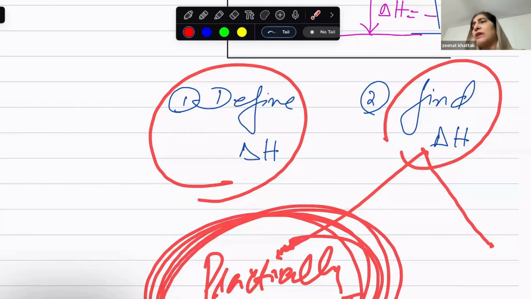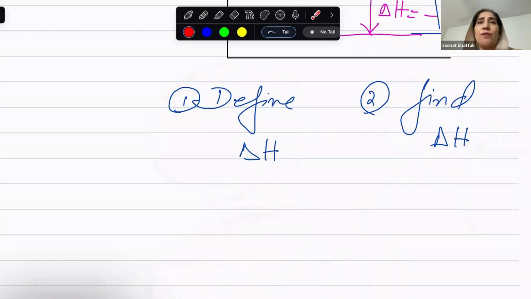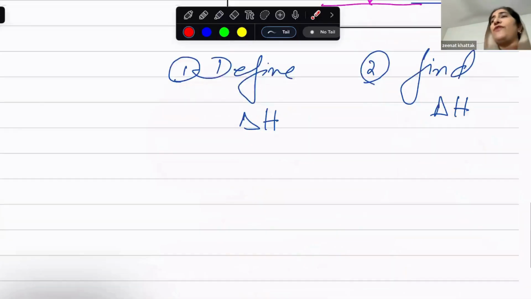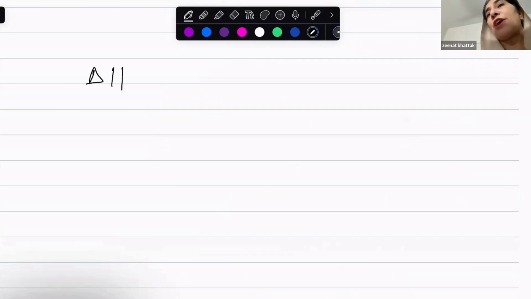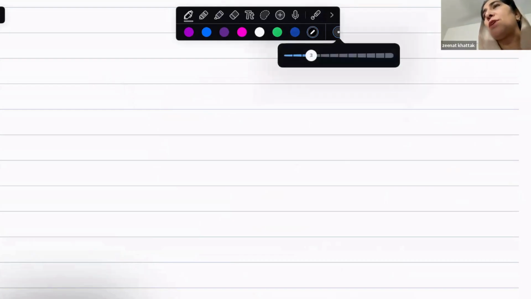We are going to do it, right? But that is primarily for P5. And theoretically, we will use Born-Haber cycle as well as Hess. So the first thing that we are going to do is what? Define. And which definition are you going to do first? Enthalpy change of formation.